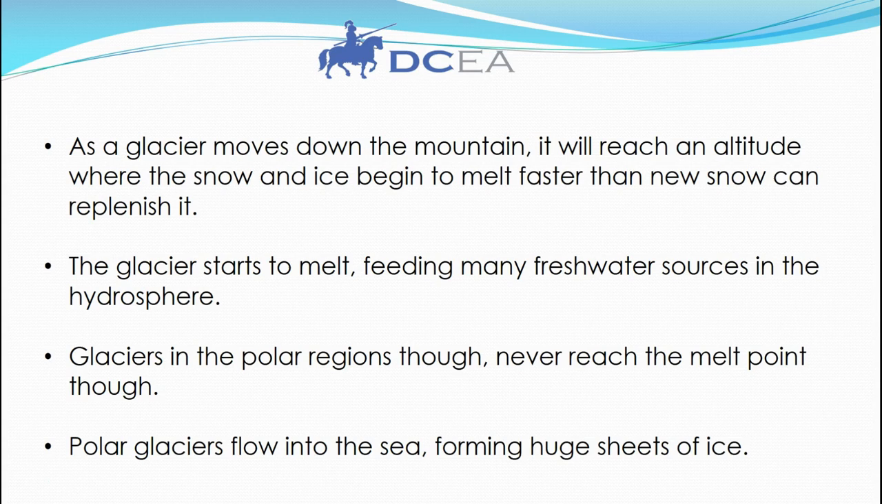As a glacier moves down the mountain, it will reach an altitude where the snow and ice begin to melt faster than new snow can replenish it. The glacier starts to melt, feeding many freshwater sources in the hydrosphere. Glaciers in the polar regions, though, never reach the melt point. Polar glaciers flow into the sea, forming huge sheets of ice.